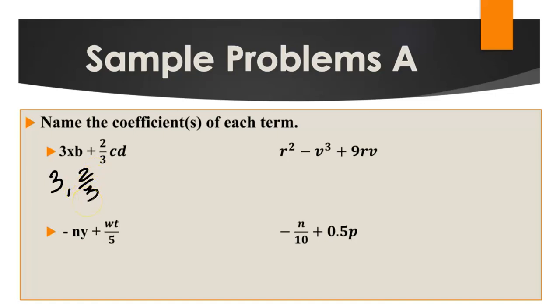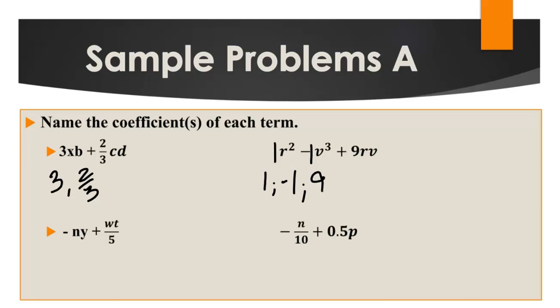This next one, r squared minus v cubed plus 9rv. Now this one might trick some students because they don't see a number in front of the r squared, but there actually is. There's actually a 1 in front of it. We just never put a 1 in front of the variable, but know that there is a 1 there. So not only is there a 1 here, there's a 1 here, but it's not just a positive 1, it's a negative 1 because of this minus sign in front of it. And then we also have this 9. So the coefficients in this expression would be 1, -1, and 9.